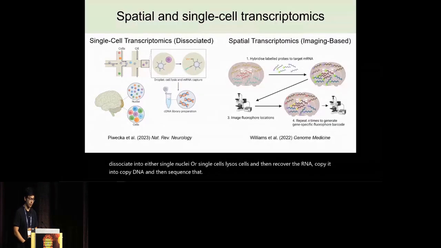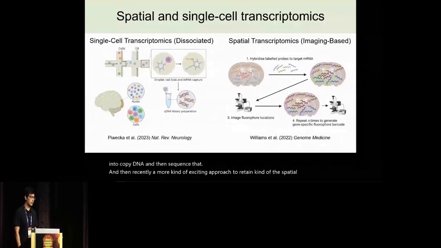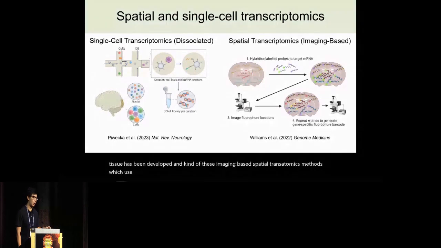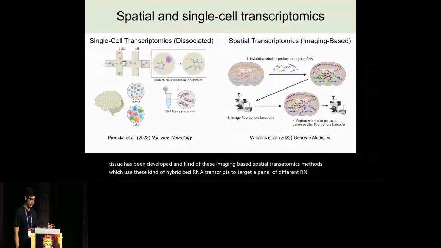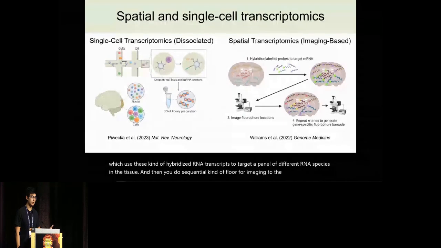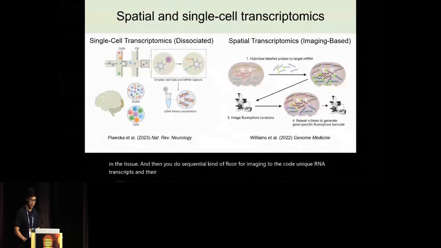And then recently, a more exciting approach to retain the spatial nature of the tissue has been developed in these imaging-based spatial transcriptomics methods, which use hybridized RNA probes to target a panel of different RNA species in the tissue. And then you do sequential fluorophore imaging to decode unique RNA transcripts and their location in two-dimensional space.